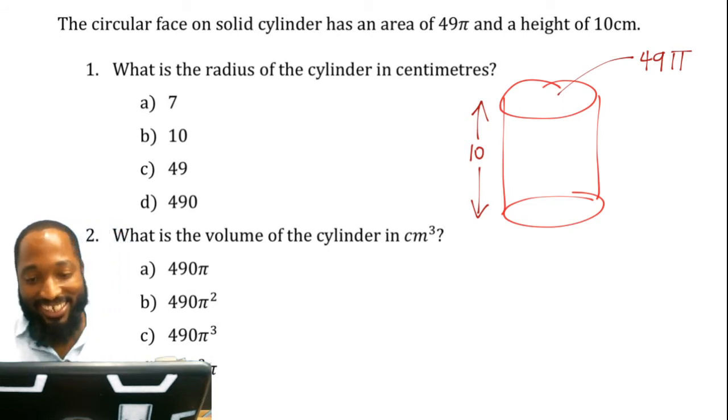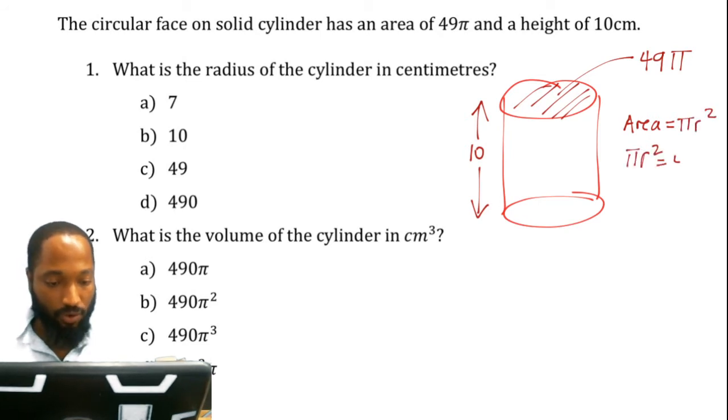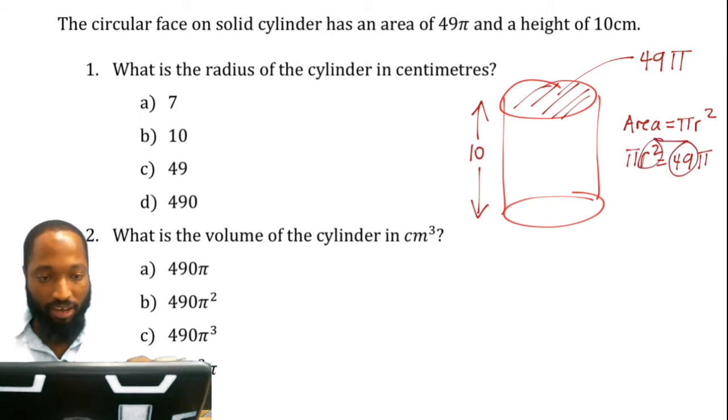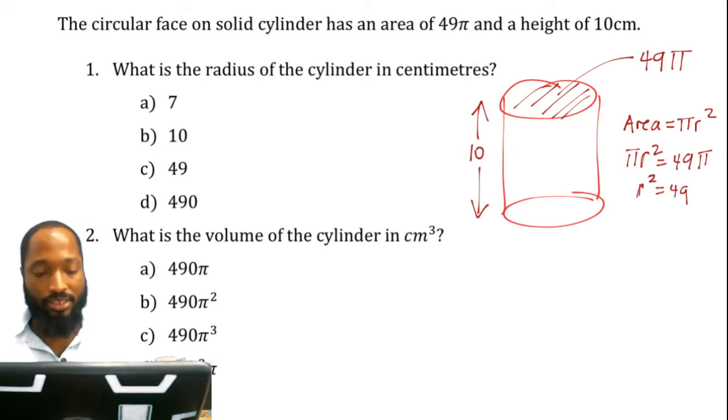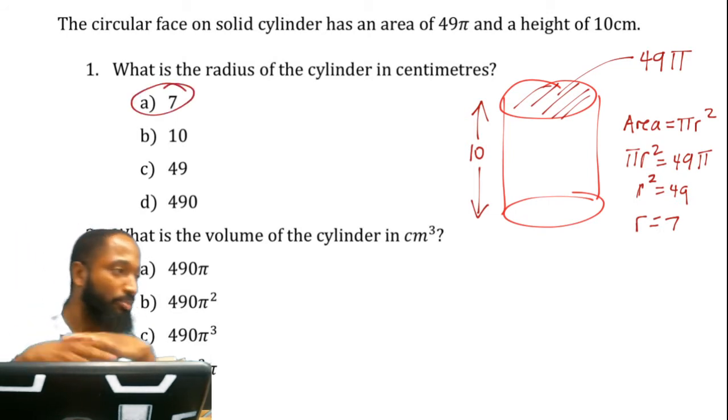So what is the radius of the cylinder? Well, if the area here is 49 pi, remember area is pi r squared. So pi r squared is equal to 49 pi. It means the r squared part is equal to 49, because the pi and the pi cancel, right? So r squared is 49, so r has to be equal to 7, the square root of 49. So that's where we get the 7 from. And to get the volume, you multiply the surface area.